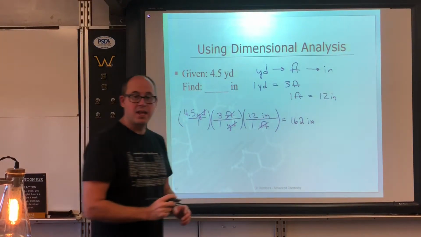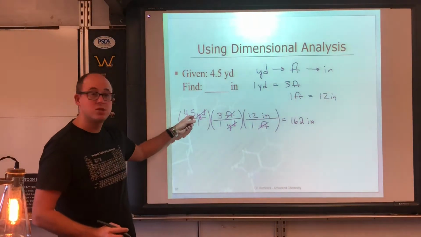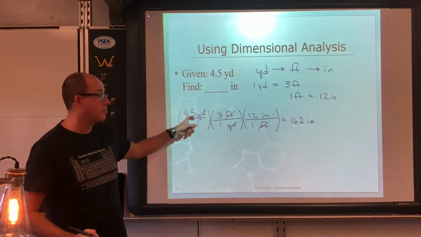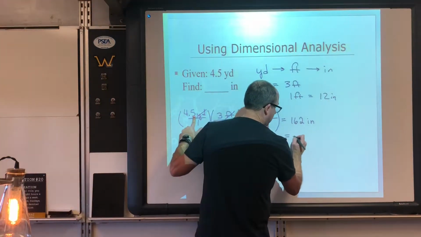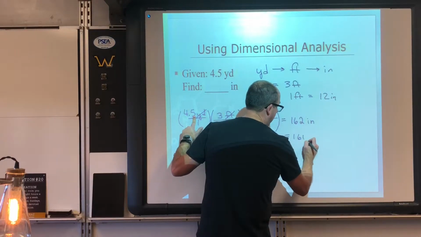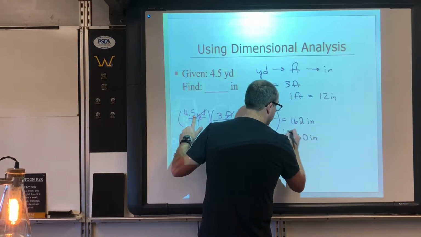Now our guideline for sig figs is however many you start with, you should finish with the same number. So since there's 2 sig figs here, I'll round my answer to 2 significant figures at 160 inches.